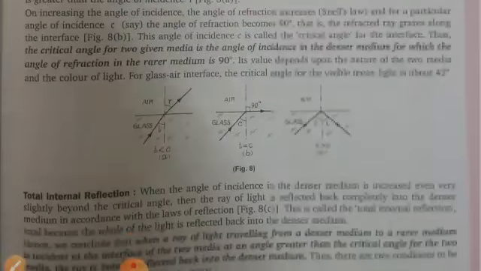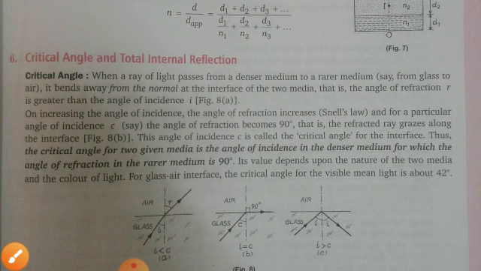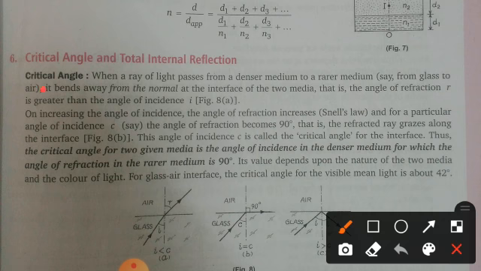Here you can see this is the topic, critical angle and total internal reflection. Clear? So now what is the critical angle? When a light ray passes from a denser medium to a rarer medium, say from glass to air. Suppose our denser medium is glass and air is the rarer medium. So what happens with the light? It bends away from the normal at the interface of the two media. That is, the angle of refraction is greater than the angle of incidence.